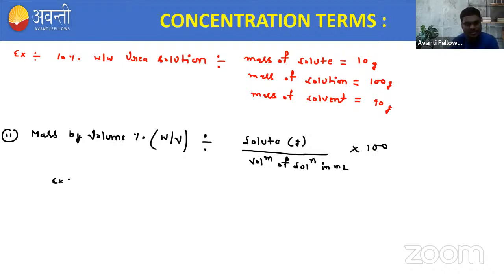For example, if someone says 10% weight by volume urea solution, what do you mean by this? Anyone? Please start giving answer. 10% weight by volume urea solution. What do you mean by this? The previous one was 10% weight by weight urea solution. And this one is 10% weight by volume urea solution. So what do you mean by this? Anyone? Yes, yes. Waiting. बताओ बताओ जल्दी.